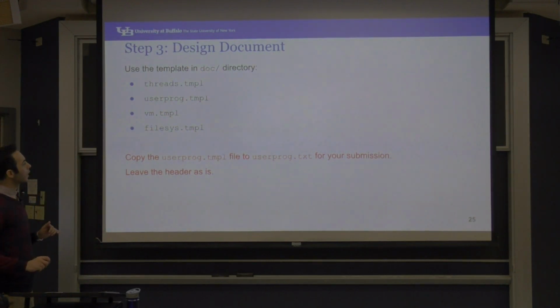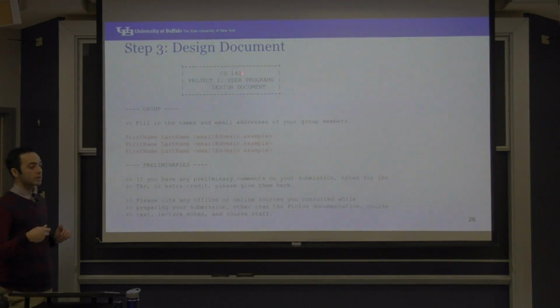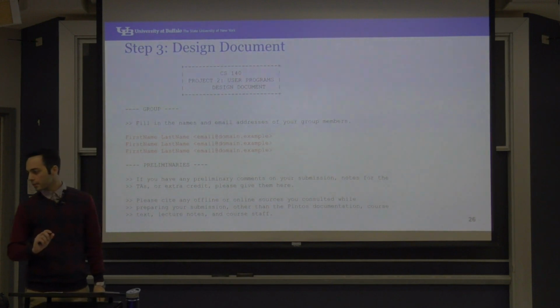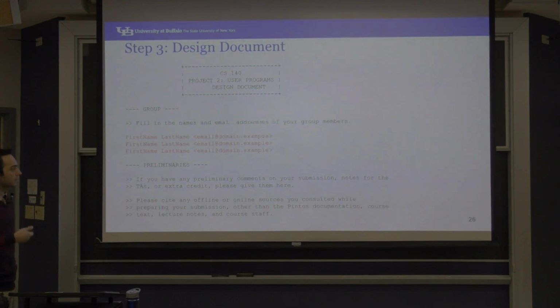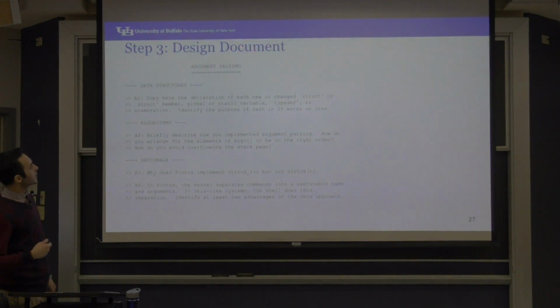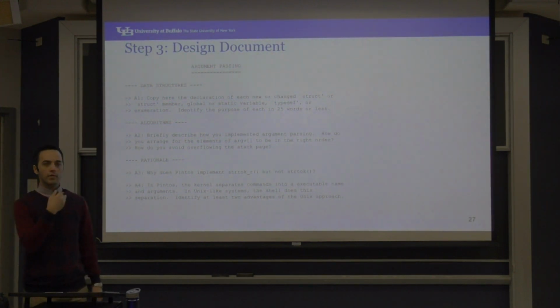And again, the same thing: the template is there. You can leave the header as is. As you have realized, our course is not 140. Doesn't matter. Don't change anything. Don't change it to a PDF doc or whatever. Just keep it simple. We love TXT files for submissions, right? So just modify your group members and email addresses, and then start answering the questions. For example, argument passing: what are the data structs, the algorithms, the rationale, everything. Okay?